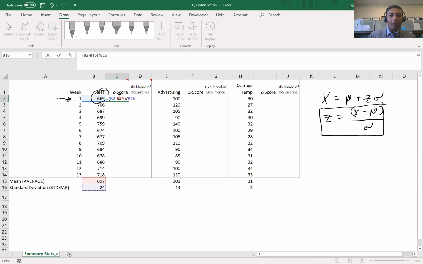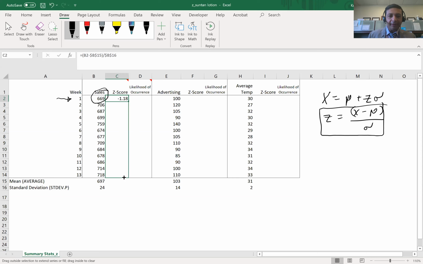Therefore, I can take my cursor on B15 and use my F4 function to make that cell constant. I can do the same thing for the denominator, which is my sigma, because it's the same sigma and mu for all of those data points. That then gives me a Z-score of negative 1.18.